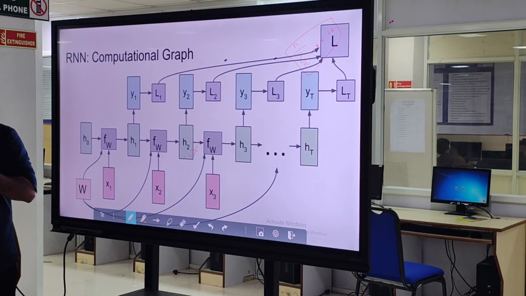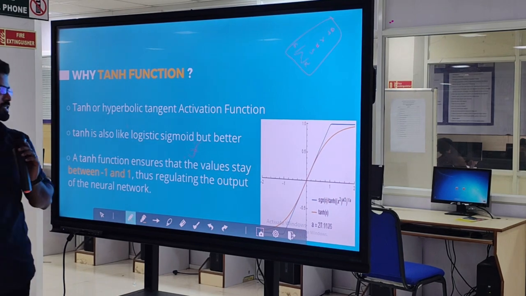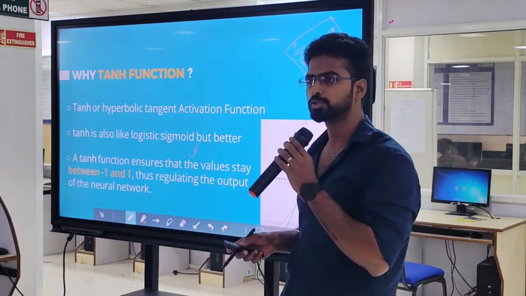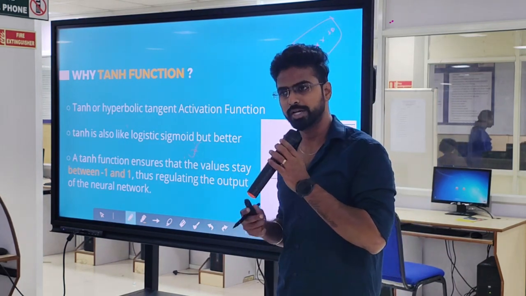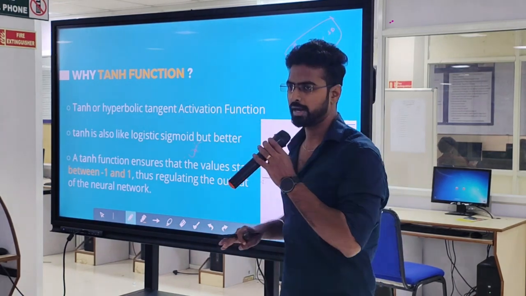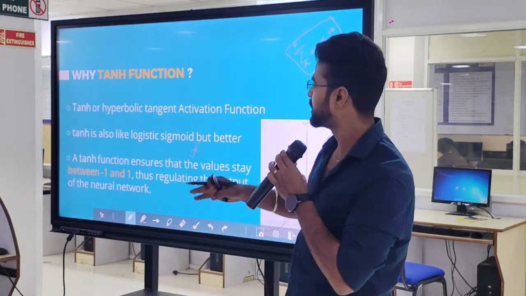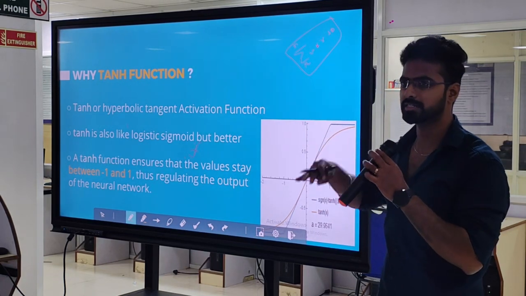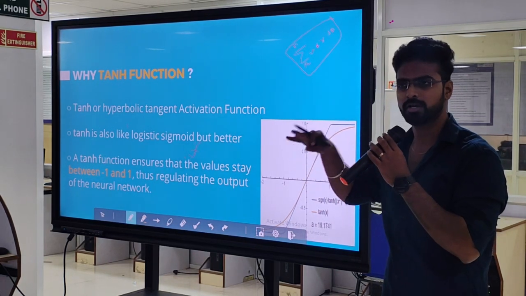So what is the tanh function? As I told earlier, tanh is the hyperbolic tangent function, which is commonly used whenever you are working with generative models. It considers the range from -1 to +1, and when you integrate this tanh function in your hidden layers, it will start considering even the negative values.